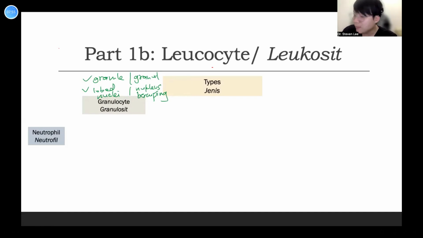Neutrophil adalah white blood cell yang paling penting dalam kita punya badan. It's the one that is most abundant one. We have a lot of this in the body. The most abundant white blood cell is neutrophil. So neutrophil ni, dia punya fungsi macam amoeba.